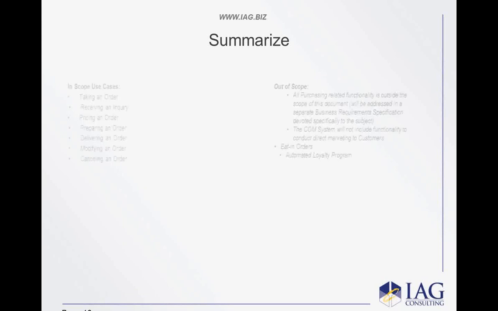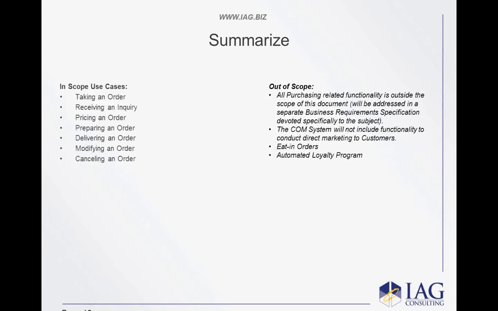So to summarize, all I've done is show you two very quick techniques. One is a context diagram, the spider-looking thing that I've just shown you. The other is assembling a high-level scenario. But let's summarize the information that we now have. What I figured out very quickly are my in-scope use cases: taking an order, receiving an order, pricing an order, preparing an order, delivering an order, modifying an order, canceling an order.